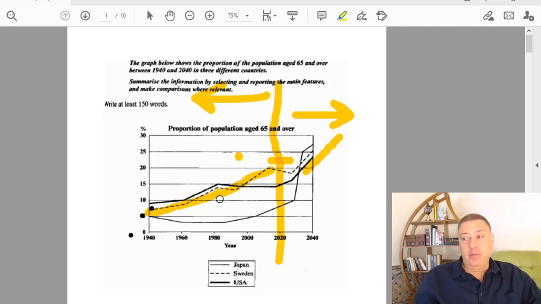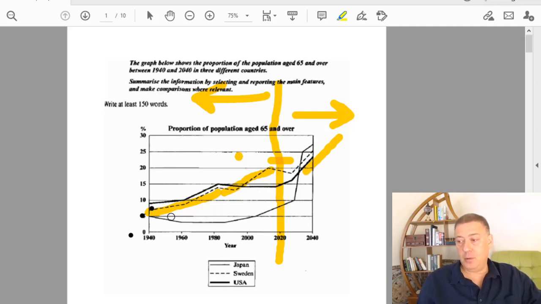So essentially, your overview is basically that all 3 countries have seen an increase from 1940 until the present. That's true. And that all countries are also predicted to see an increase in the proportion of their population age 65 and over up until 2040. So that's basically 2 pieces of information. All countries have increased and are going to continue to increase, and then Japan, which began in the lowest position, is predicted to end the period in the highest position. So that's something that is important, notable.